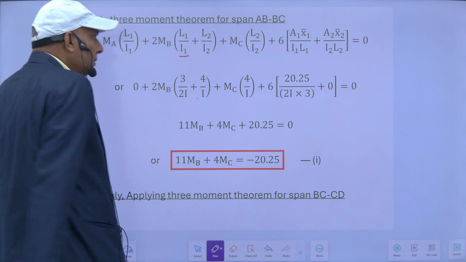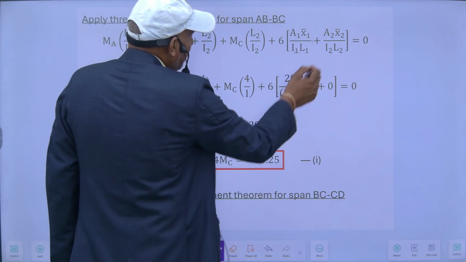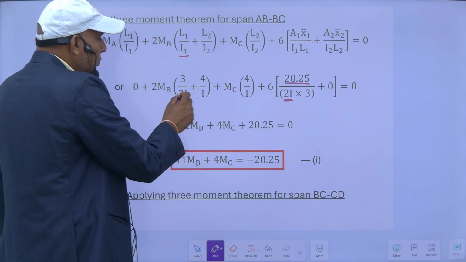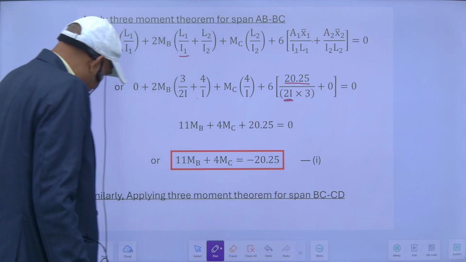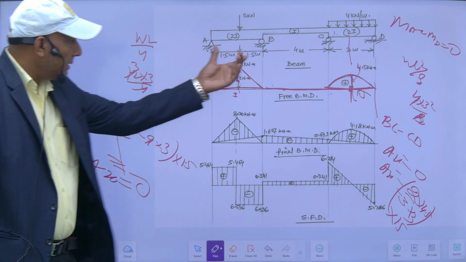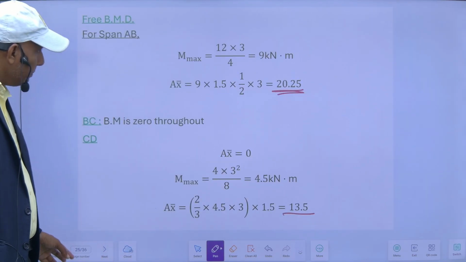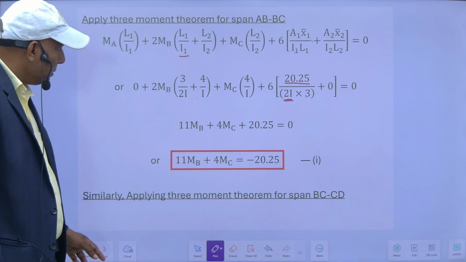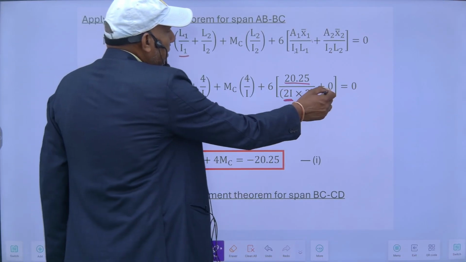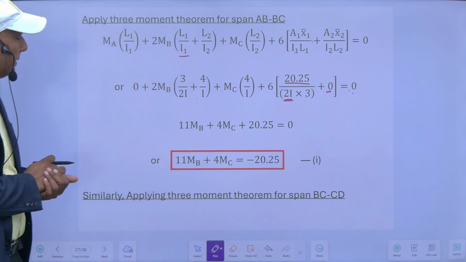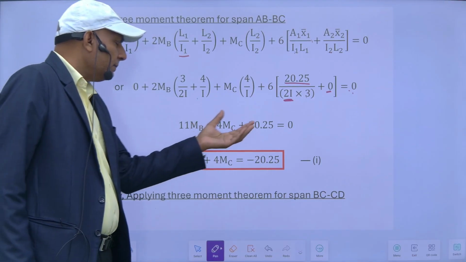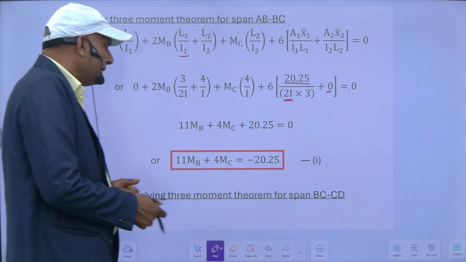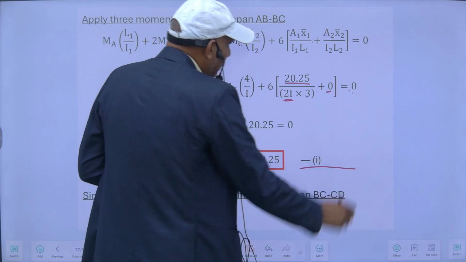Plus 6 A x bar, which is 20.25, upon I1, where I1 is 2I, into the length 3, plus Ax bar for this, which is 0. So this way I will get 11 MB plus 4 MC plus 20.25 is equal to 0. Then 11 MB plus 4 MC is equal to minus 20.25. This is my equation number 1.